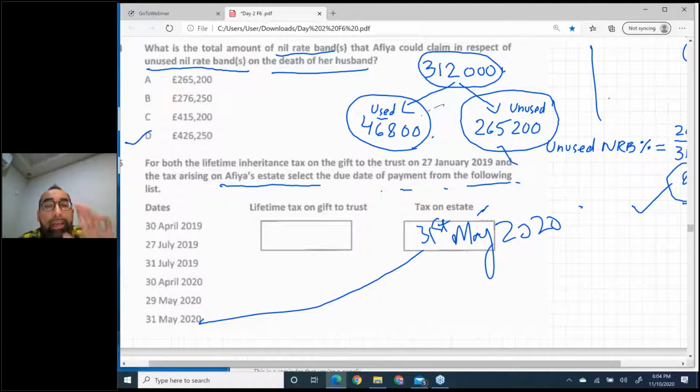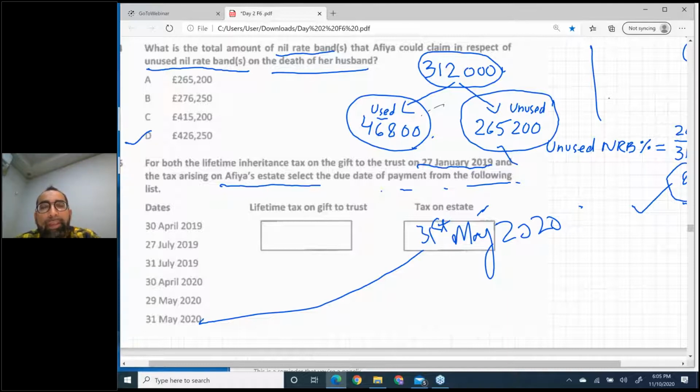Now there is one tax which is paid when you are alive, and that is lifetime IHT on CLT. That is a little bit technical, it's lengthy. In that case you have to go for two dates. You have to mark two dates and opt for the later date. First, tell me the date of this CLT. The date of this CLT is 27th January 2019.